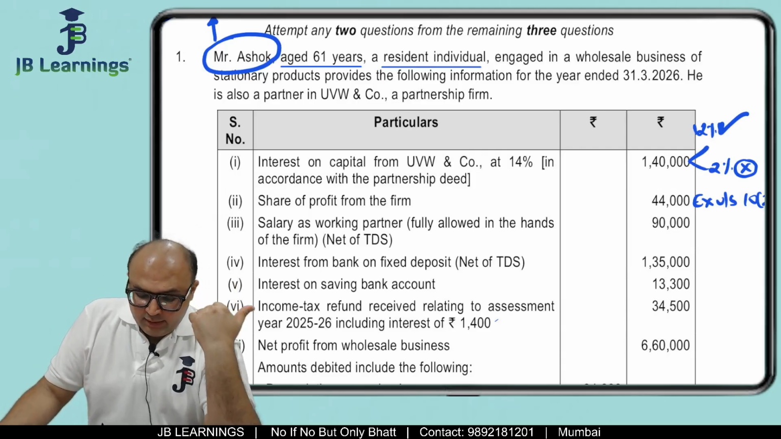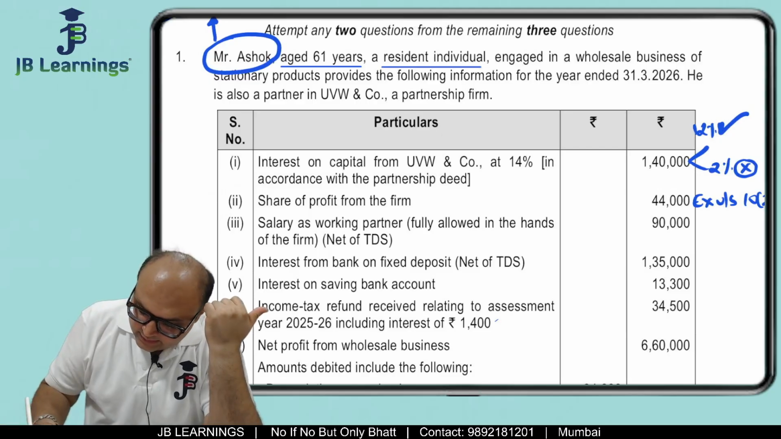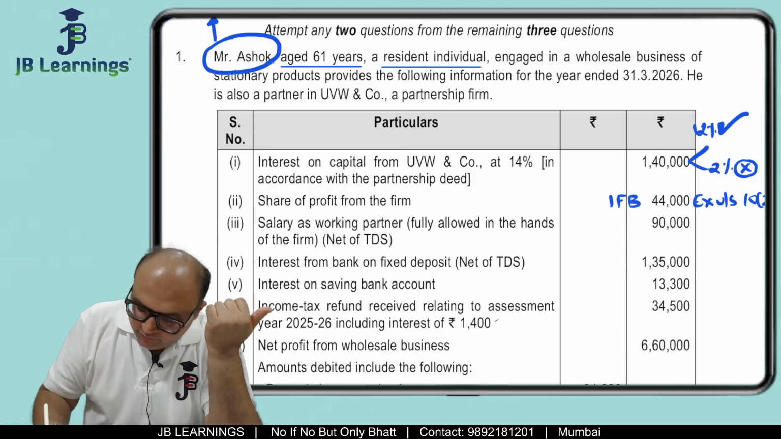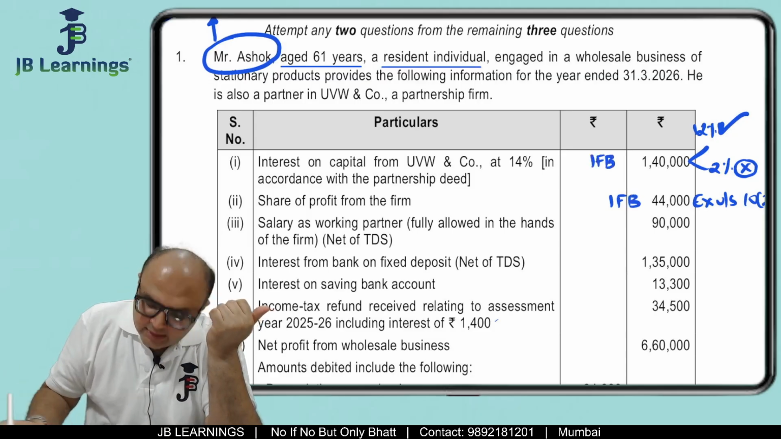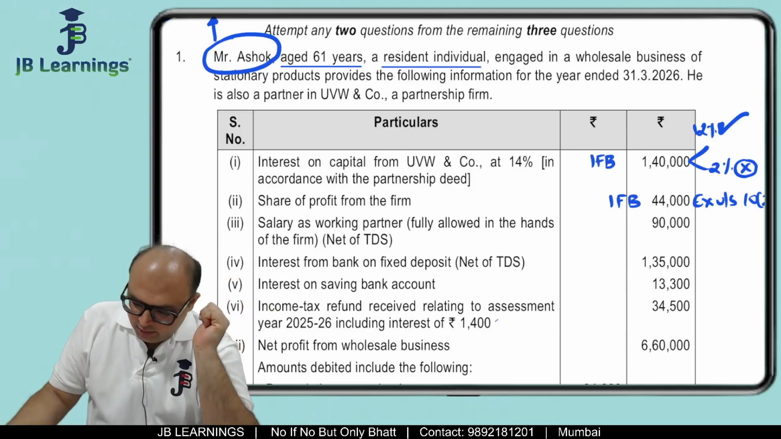Salary as a working partner. All right. So salary is income from business. This is income from business, but it is exempt. This is also income from business. 12% would be taxable. We have to do the cross calculations.